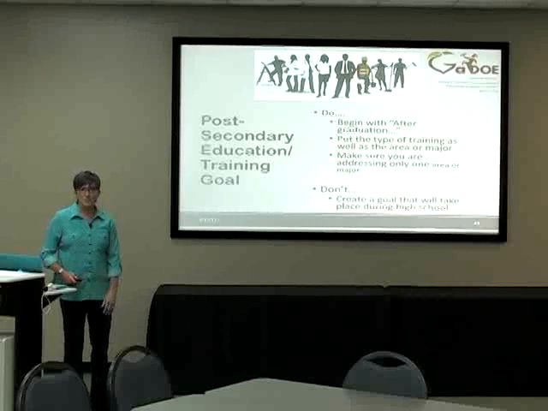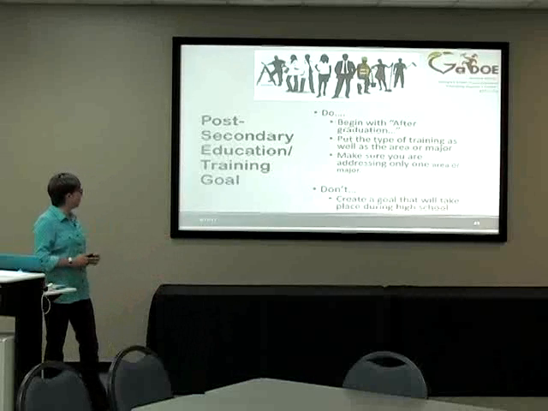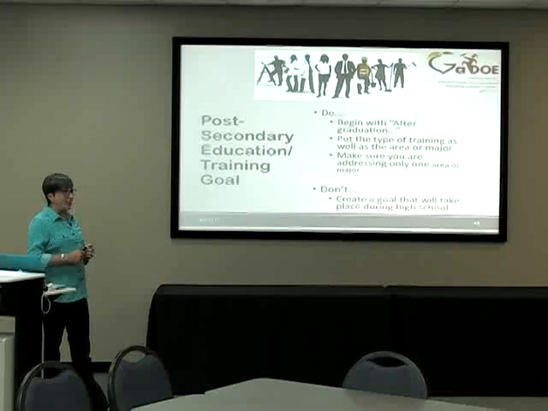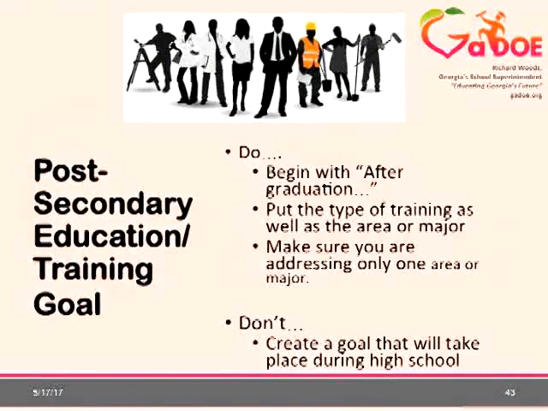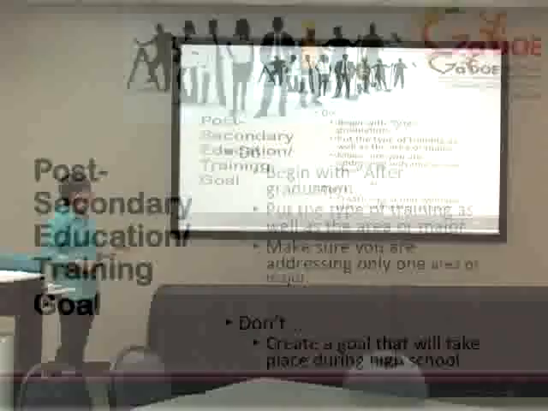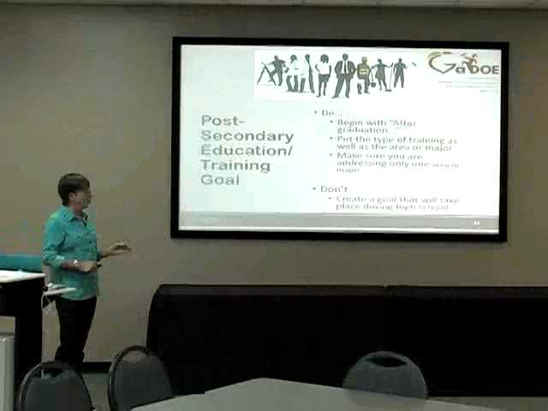Okay, so now we're going to talk about the post-secondary goal for education and training. And this is similar to the employment goal. The same kind of guidelines fit. If you look at your transition planning checklist, again, start with after graduation. But here you're going to put the type of training as well as the area of the training or the major. Again, make sure you're only addressing one area, or if they're very similar, you can address two areas, but make sure they're very similar.